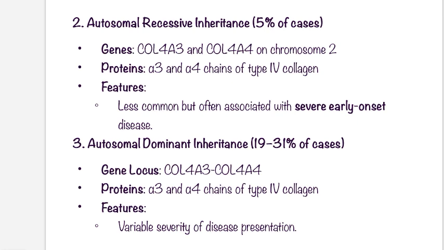The second pattern is autosomal recessive, which is seen in only 5% of cases, and involves the alpha 3 and alpha 4 chains of type 4 collagen. Just remember, in X-linked inheritance it was the alpha 5 chain, and in autosomal recessive it is the alpha 3 and alpha 4 chains. This is less common but associated with severe, early onset disease. So if a question says Alport syndrome presents early and severe, think of autosomal recessive inheritance.